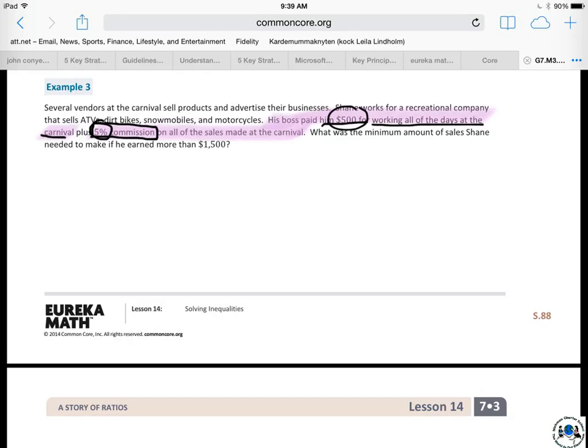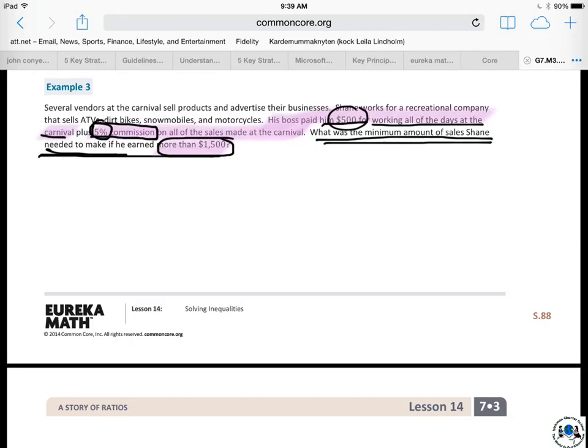And that 5%, as you can imagine, is going to be needed in this inequality that we write, okay? So here we go. Let me just start over from his boss. So his boss paid him $500 for working all the days at the carnival, plus 5% commission on all sales at the carnival. So what was the minimum amount of sales Shane needed to make if he earned more than $1,500? Okay, so if he earned more than $1,500, what is the minimum amount of sales? And that's going to be a dollar amount that Shane needed to make.